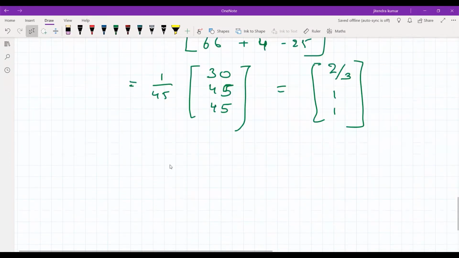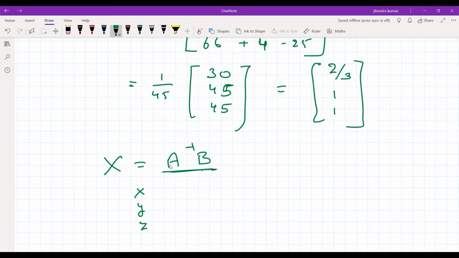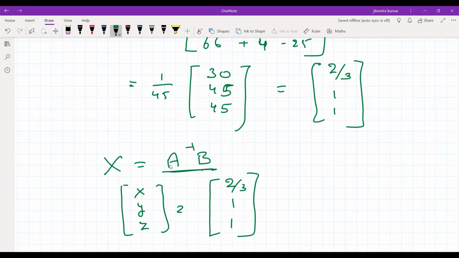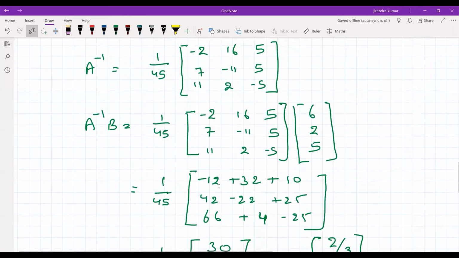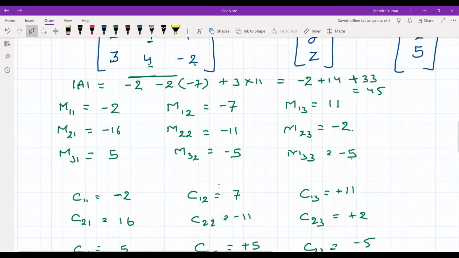So now in the next step, we just have to equate X is equal to A inverse B, and we have already calculated the A inverse B, and X is our X, Y, Z, and A inverse B that we have got here is 2 by 3, 1 and 1. So just equate it, and you can see we have X is equal to 2 by 3, Y is equal to 1, and Z equal to 1. So this is our solution. Okay, so this will be the method for solving simultaneous linear equations.